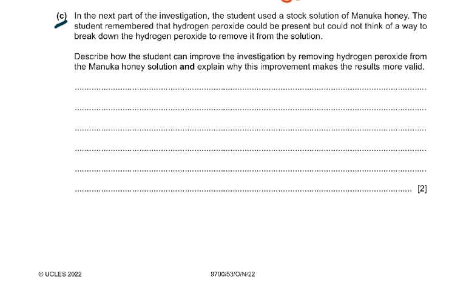Now coming to the C part of the question. In the next part of the investigation, the student used a stock solution of Manuka honey. The student remembered that hydrogen peroxide could be present but could not think of a way to break down the hydrogen peroxide to remove it from the solution. Describe how the student can improve the investigation by removing hydrogen peroxide from the Manuka honey solution and explain why this improvement makes the results more valid. Yeah, because besides the hydrogen peroxide, it had another antibacterial.